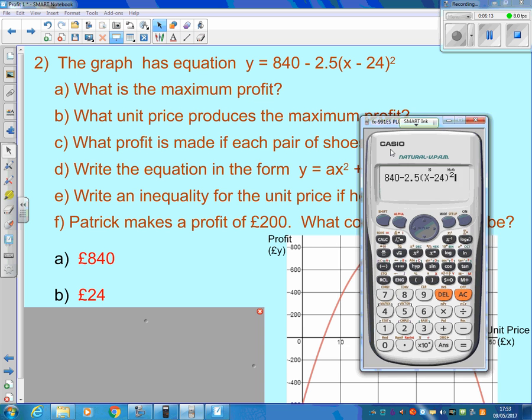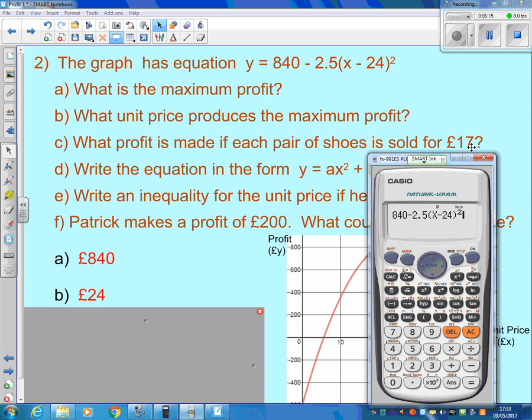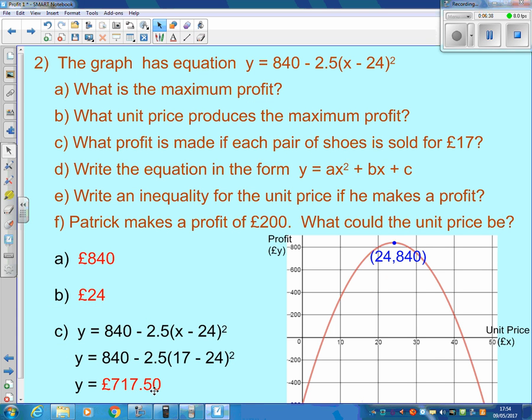Now, if I am told that x is 17, each pair of shoes is sold for a unit price of 17, all I have to do is do calc, 17 equals, and that turns it into a decimal, 717.5, which in money is £717.50. You need to write it as £717.50, not just 717.5.